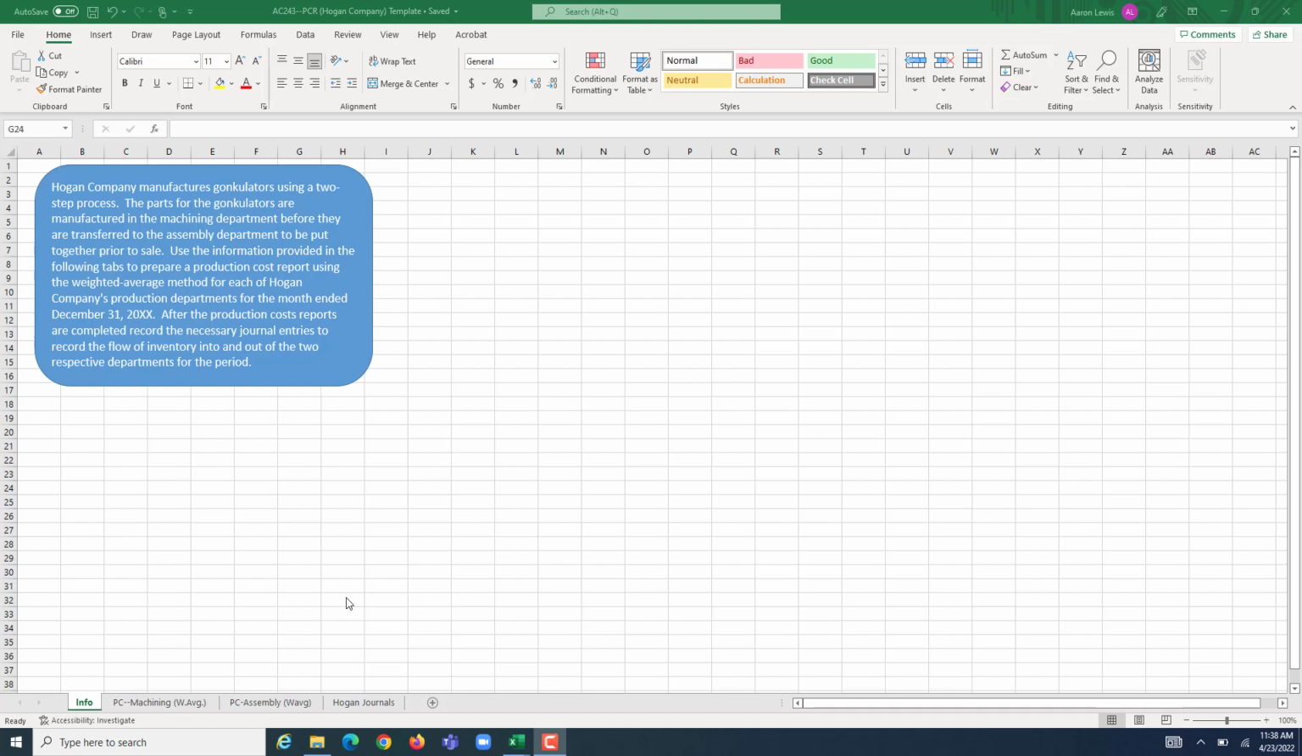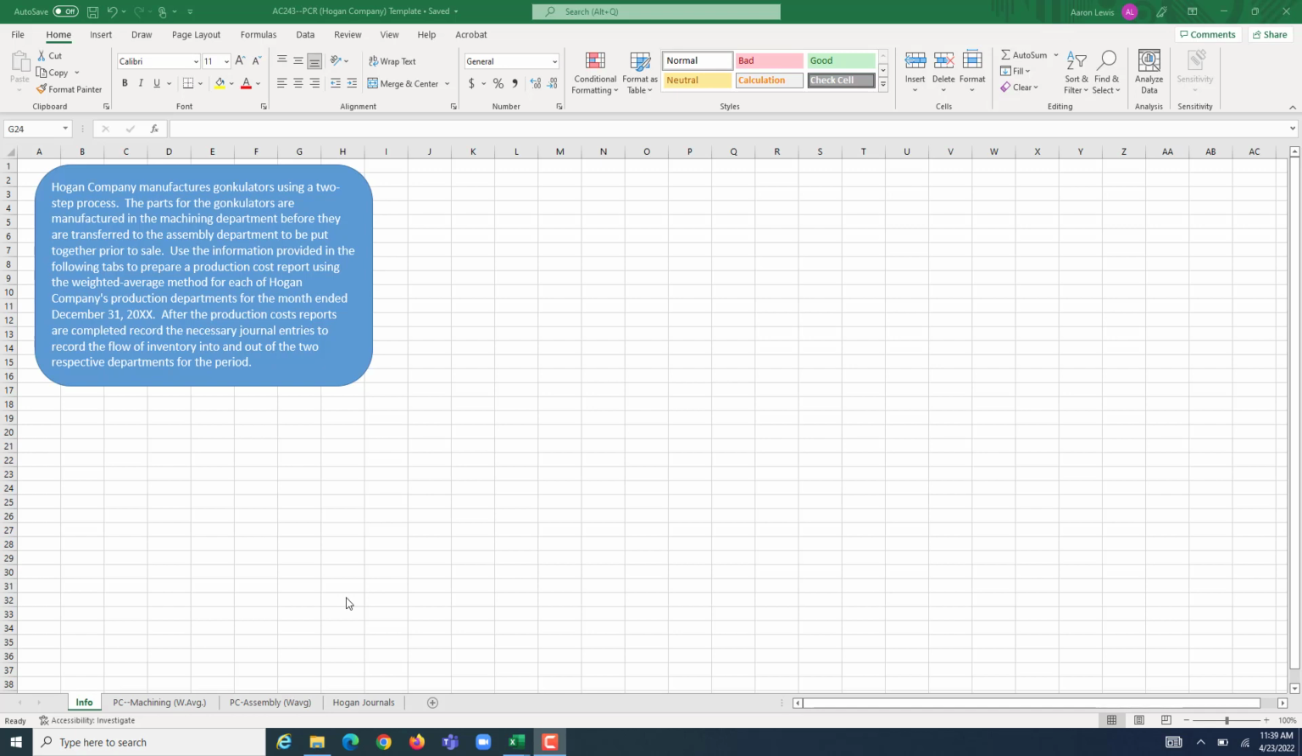Hello everyone. We are going to do an example problem where we prepare a production cost report using the weighted average method. We're going to prepare this PCR for Hogan Company. And Hogan Company manufactures gonculators, a fictitious product, and they do so in a two-step process. The parts that go into the gonculators are made in the machining department, and after they are made, they are transferred to the assembly department where they're assembled into a finished gonculator.